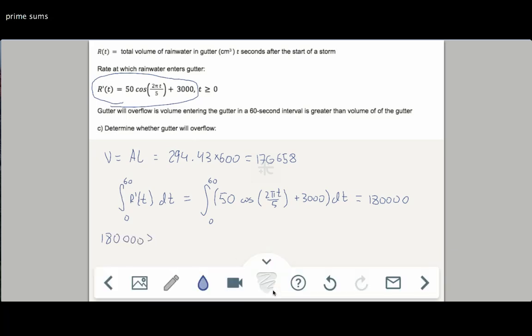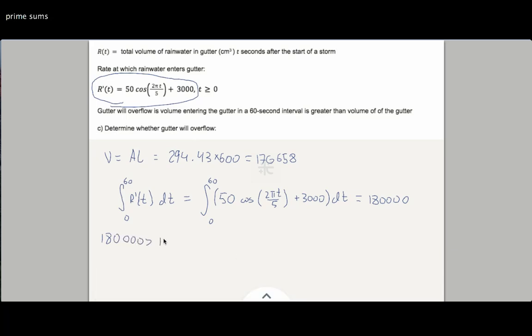So 180,000 is greater than the volume of the gutter, which is 176,658. So we have more water entering the gutter in the 60-second interval than the volume of the gutter, so the gutter will overflow. So that's the answer to part C.